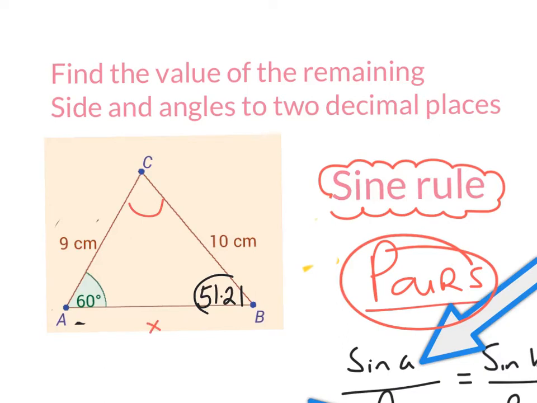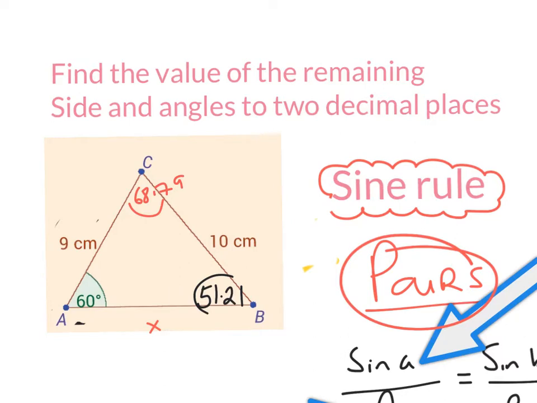So finding out this angle is actually going to be quite easy because we know all angles in a triangle add up to 180. So that should tell me what this angle is here. And if you add 51.21 and 60 and subtract them from 180, you should get 68.79. Okay, so we can immediately see that this angle and this side are a pair. And we're going to use sine rule again to try and solve that.